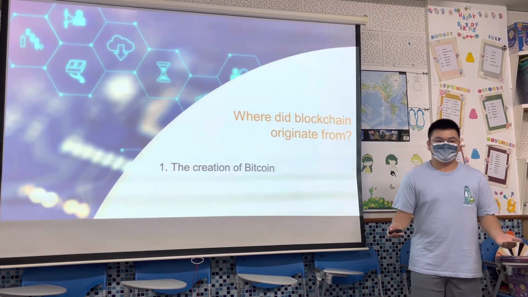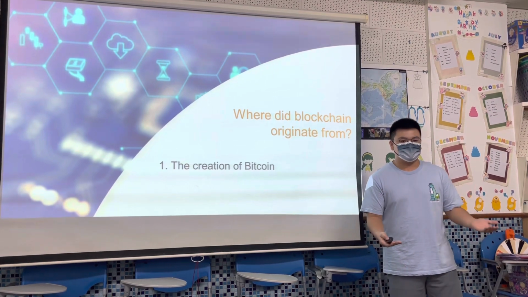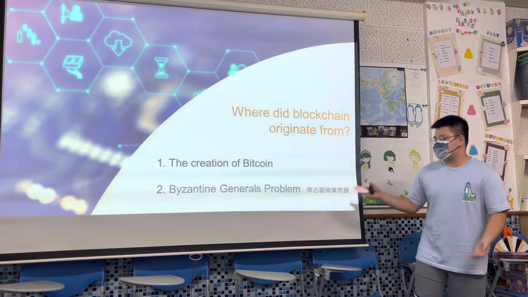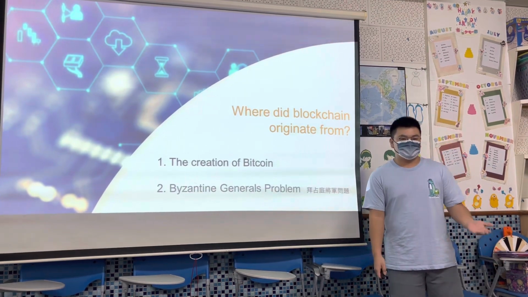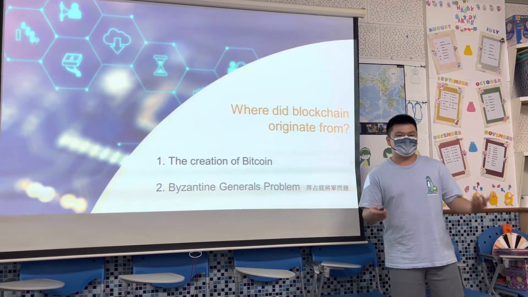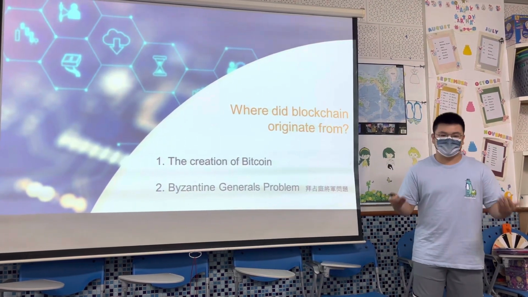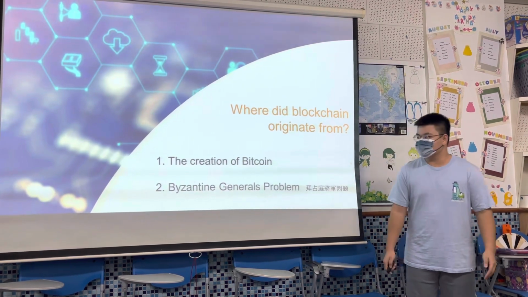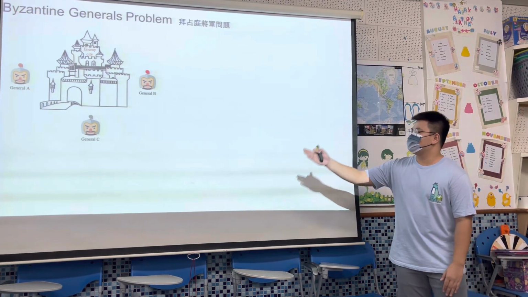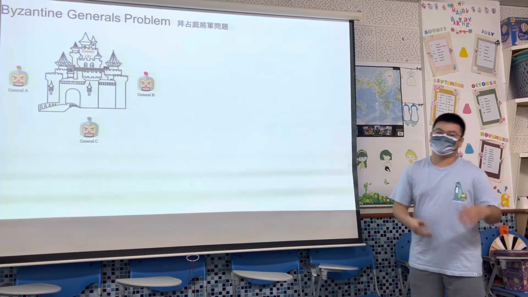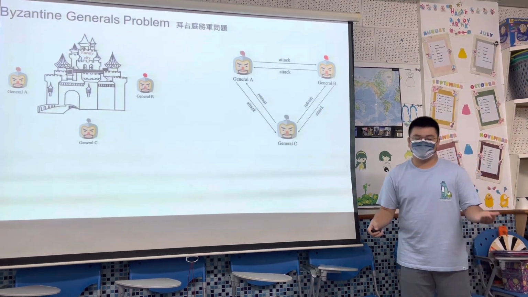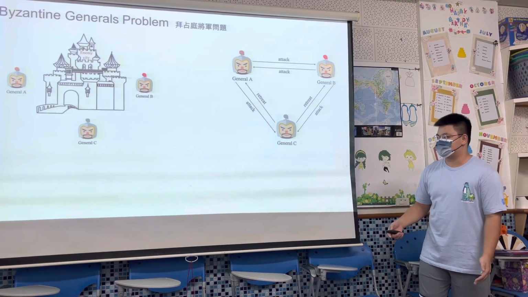However, there is another explanation about why blockchain was created, called the Byzantine generals problem. And today I will try to explain this problem to you and see if you can understand why blockchain is necessary for us now. In this problem, we can see there's an enemy city and there are three generals. These three generals can only communicate with each other through a messenger.